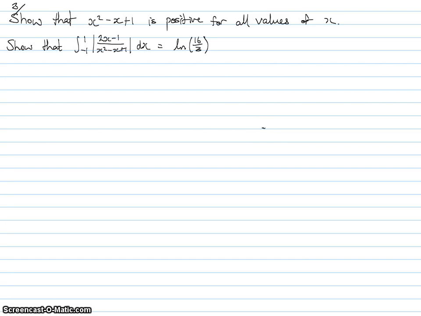Question 3 has two parts. The first part asks us to show that this expression, x squared minus x plus 1, is positive for all real values of x. How do we do this? Well, there are three ways of doing it.